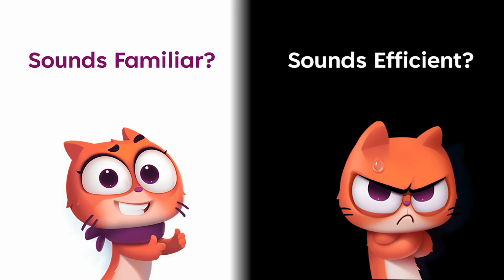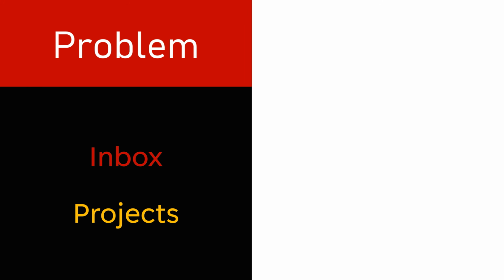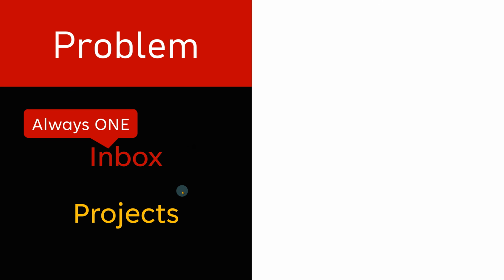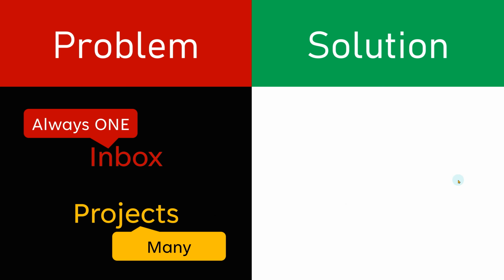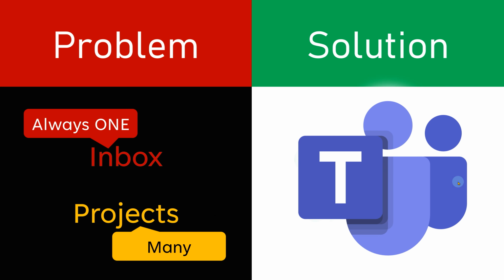Oh no, sounds familiar, yes. Absolutely not efficient from any angle. So where is the problem? Let's do a root cause analysis. This is inbox. You get only one. Projects, you will have many. So why are you using one for many? It's a no-brainer. It's a bad idea. Even the sentence is looking inefficient. Stop doing it. And do it in Teams.